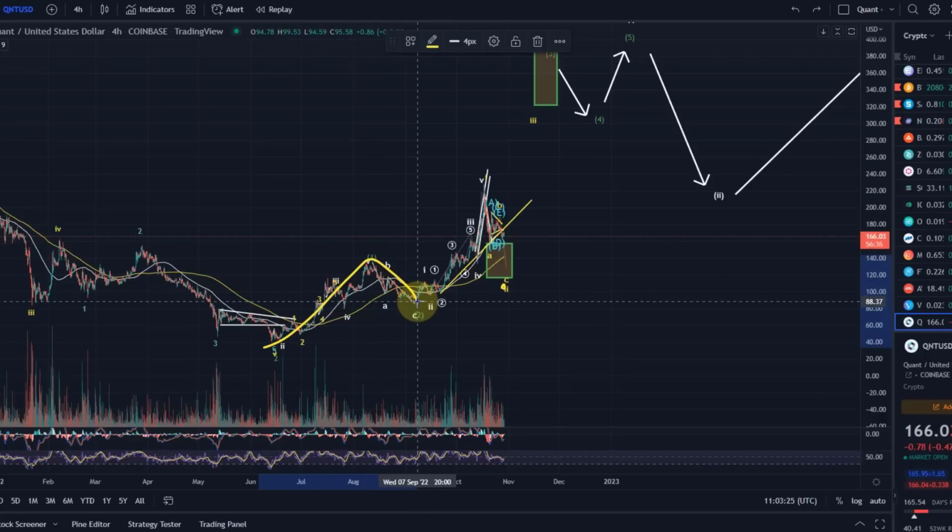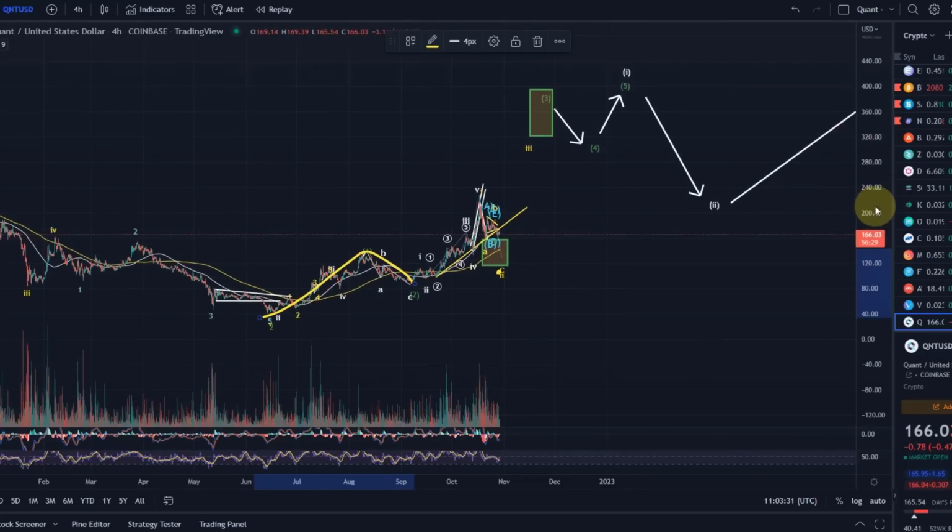We then moved down in a wave two. We hit my target area at the time. However, we only reached the top of the area. I would have liked to see it a little bit lower, but we touched the area. So scenario fulfilled, but we really only did the minimum. We reached the 50% Fibonacci retracement at the time.